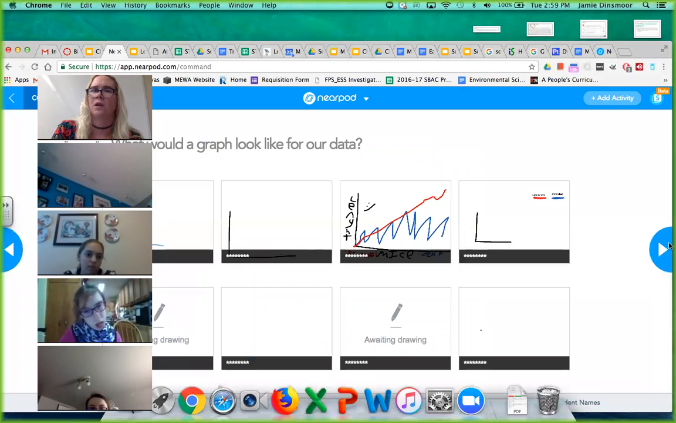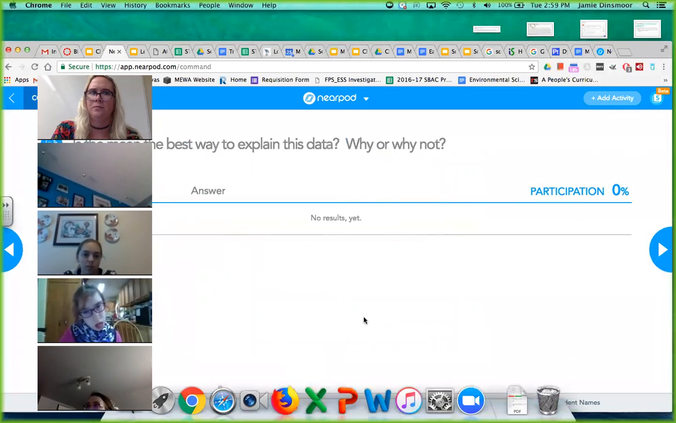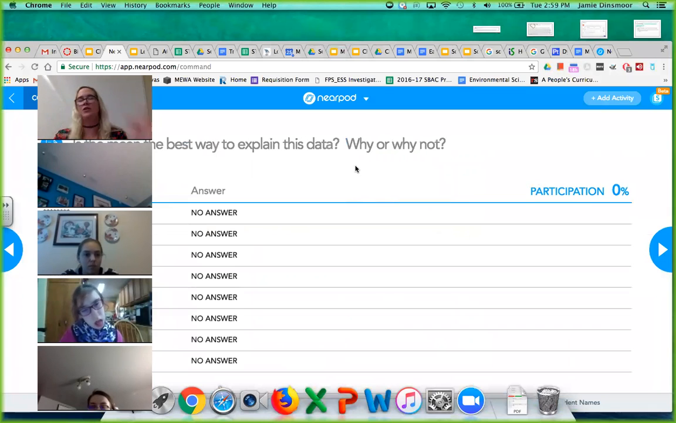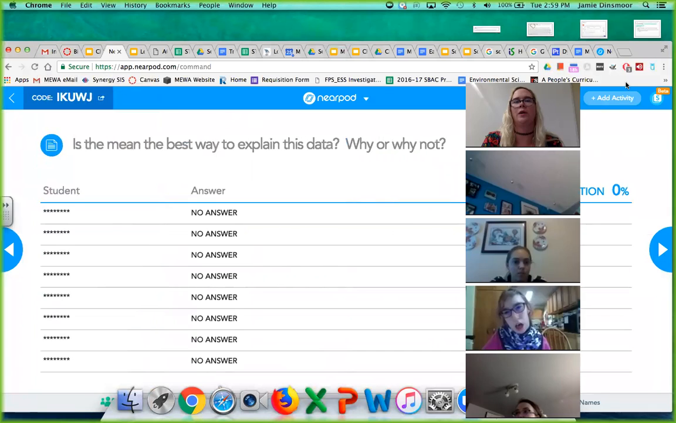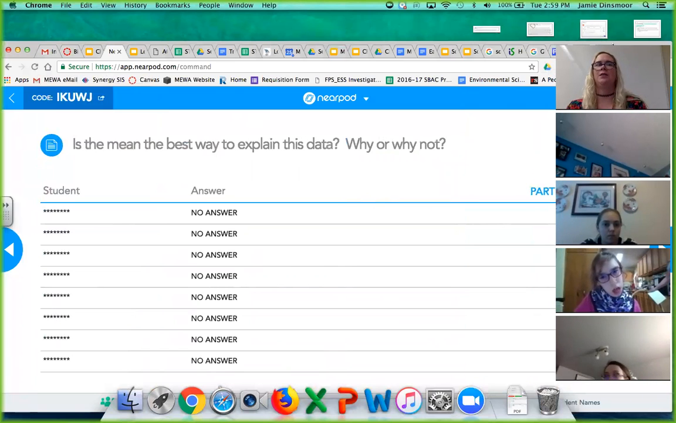Okay, so now, based on all that stuff that we just said, based on the graph, we kind of talked about this a little bit, but now you're going to write your own answer to this question. Is the mean the best way to explain this data? Why or why not?